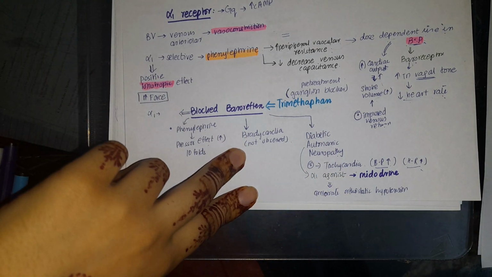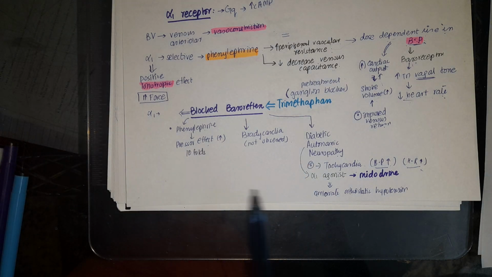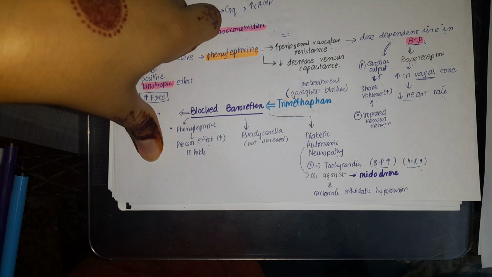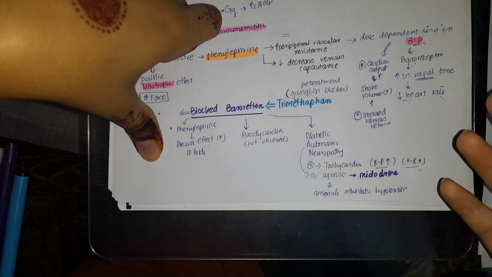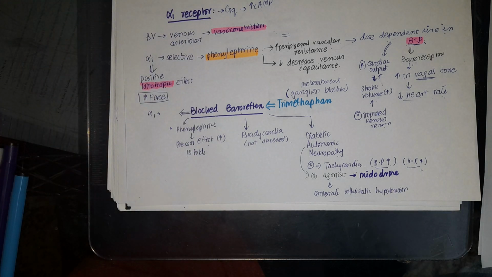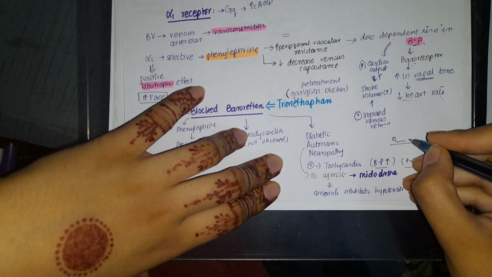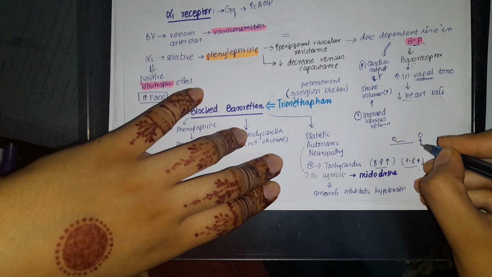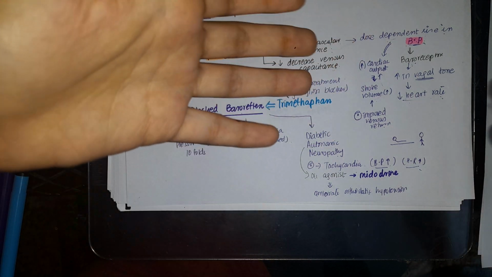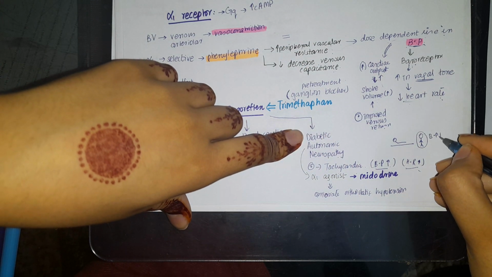But this can have therapeutic uses as well. In diabetic neuropathy, we can give an alpha 1 agonist, that is midodrine, and this midodrine helps in the treatment of orthostatic hypotension. Orthostatic hypotension is a type of disease in which whenever you stand up, for example, you are in a sitting position, and whenever you stand up, you start to feel dizzy and you fall down. Why? Because there is decreased blood pressure occurring.